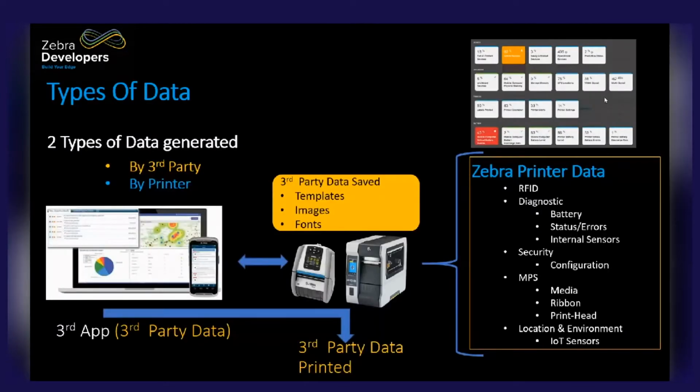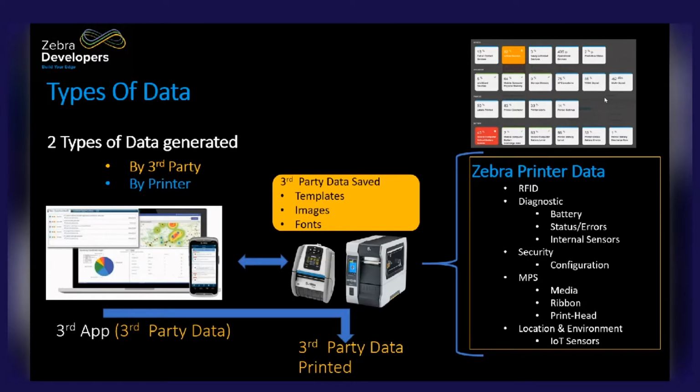When we talk about printers, we are talking about two types of data. One is third-party data, the data that is generated by third parties, and the other data is basically generated by the printer. Let's talk first about the third-party data. There are two ways to send the data to the printer.